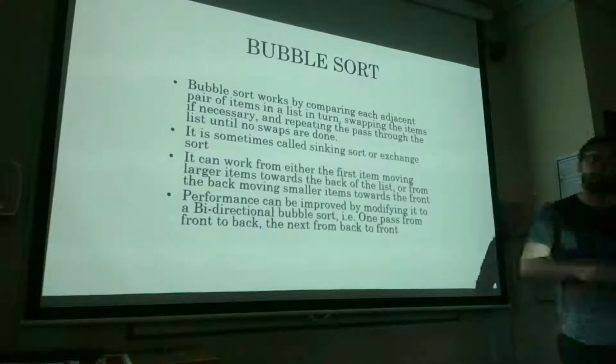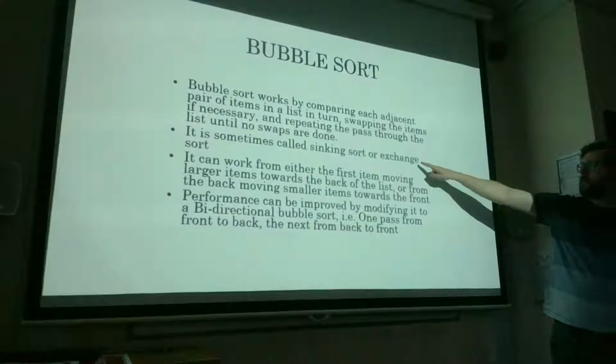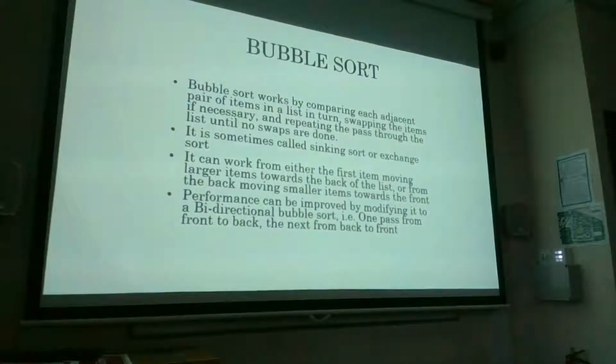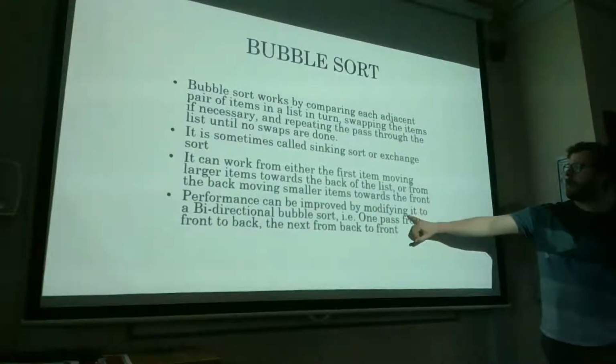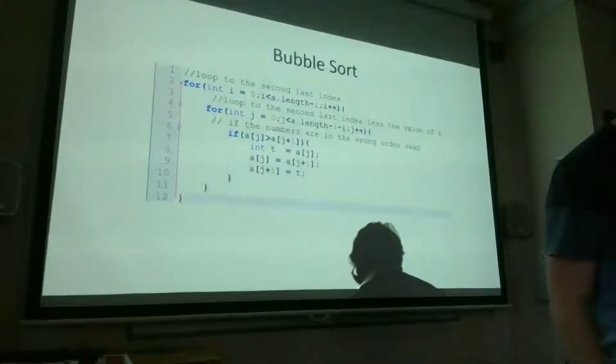It's called bubble sort because the larger numbers bubble to the end, or it can be called sinking sort because the smaller numbers sink to the start of the array. But essentially, what you're doing is taking two neighbors and checking are they in the right order. This performance can be improved by modifying it to have a bidirectional bubble sort. In other words, first pass front to back, second pass back to front, third pass front to back. We're not doing that. It's just highlighting again that all of these have variants.